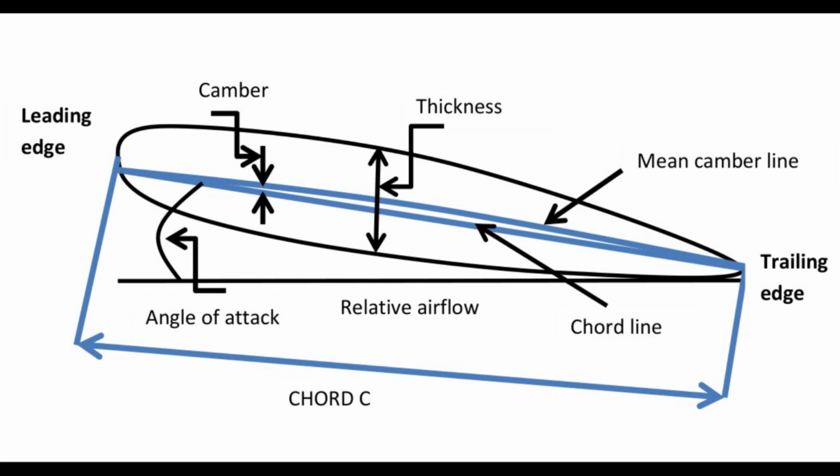Relative airflow. This is the resultant of motion of an aircraft through the air. Camber. This is the maximum distance between mean camber line and chord line that is measured perpendicular to chord line. Mean camber line. It is an imaginary line that shows curvature of the wing. It runs from leading to trailing edge and has equal distance from lower to upper surfaces. Thickness. It is the thickness of the aerofoil, i.e. from the upper to the lower surface.